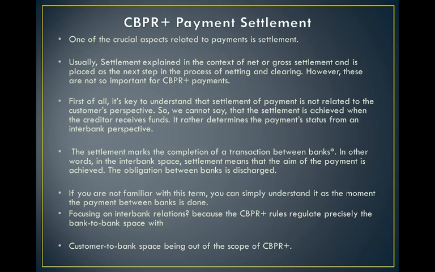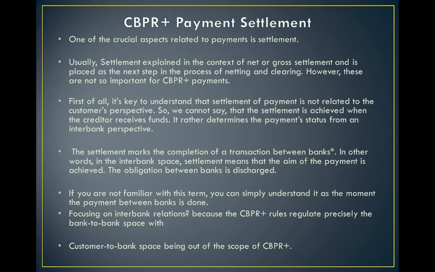The settlement marks the completion of the transaction between banks. That is correct: between two banks, this is the data. If you are debiting, the minus is there; crediting, the plus is there. So settlement is done on the basis of the transaction between banks. In other words, interbank settlement means that the aim of the payment is achieved and the obligation between banks is discharged. The responsibility of the bank is done and the achievement is done.